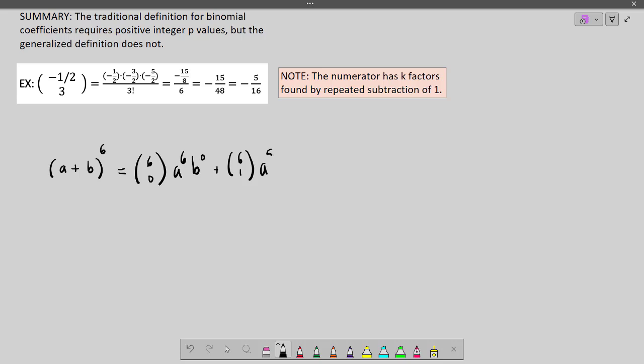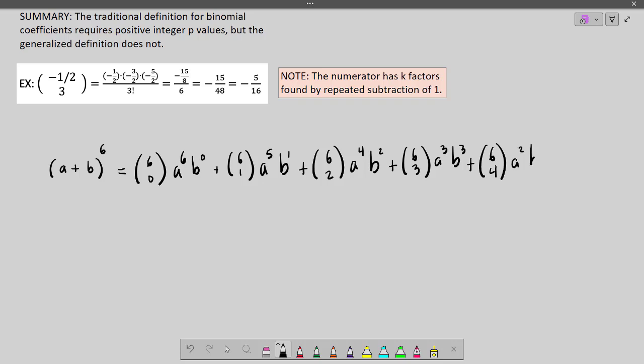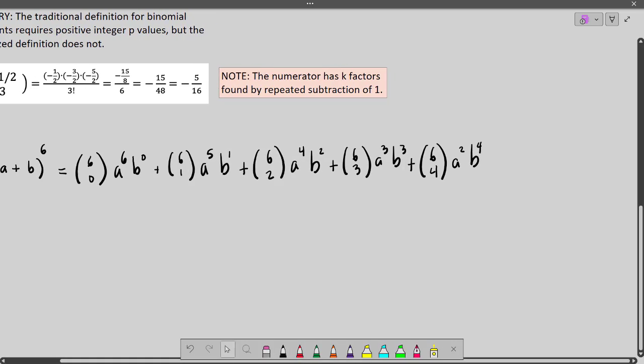The powers of A are just going to decrease as the powers of B increase. And the sum of the 2 powers always has to be 6. Always has to be that 6. So this is how we could do this without mad FOILing. You can just evaluate each of these binomial coefficients.